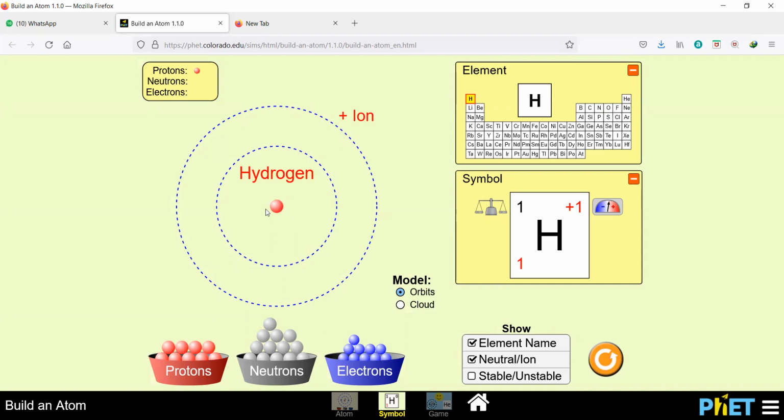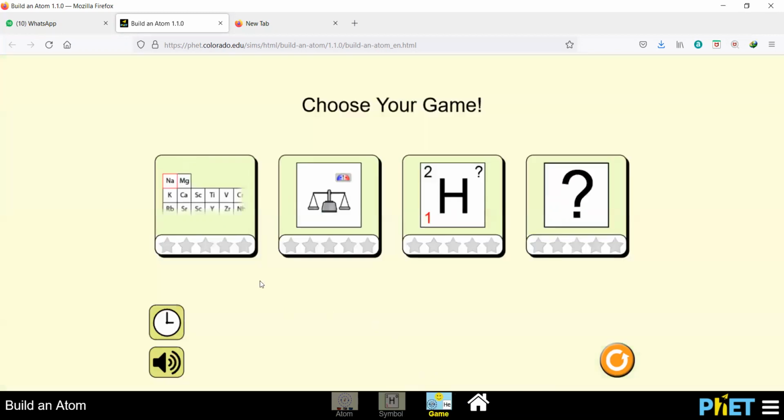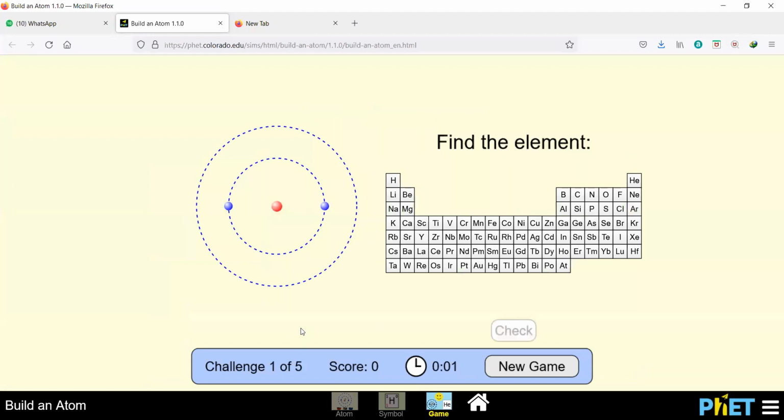Here, once I add the proton, I already know what this element is without even adding electrons, because the main thing to know what element it is, is the number of protons. Here it's a challenge.